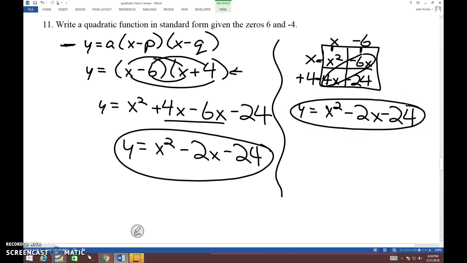It's just a little bit more visual for those of you who like to see it written out visually. If you're more of a mathematical person, you'll probably like this way better. It just depends on which way you like to work the problem out. All right, so that's number 11.